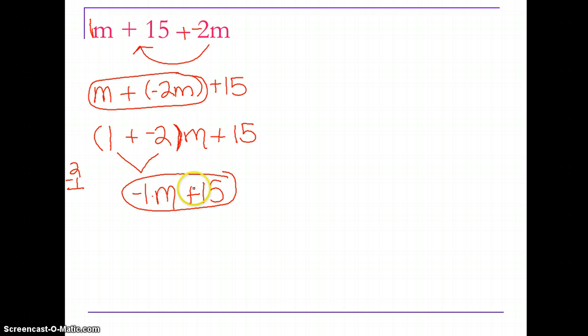You cannot put the 15 together with the negative 1m. By the way, this negative 1, remember, you don't need to put the 1. So you could just write it as negative m plus 15. Both of them work as your answer.